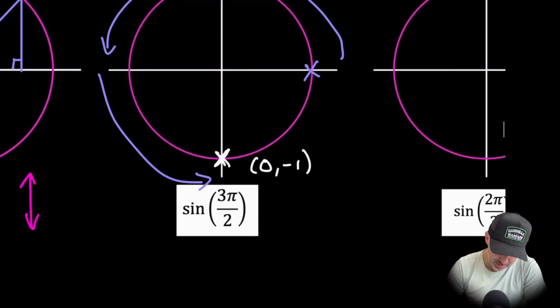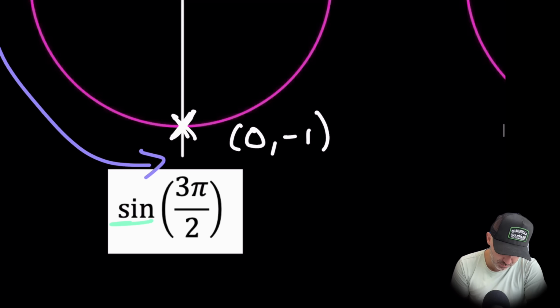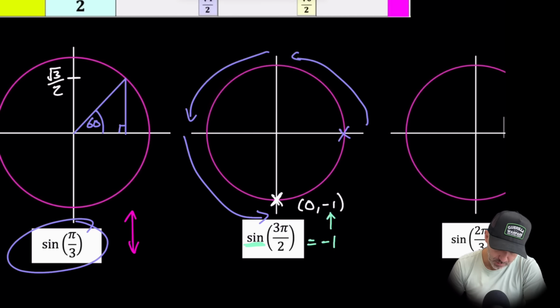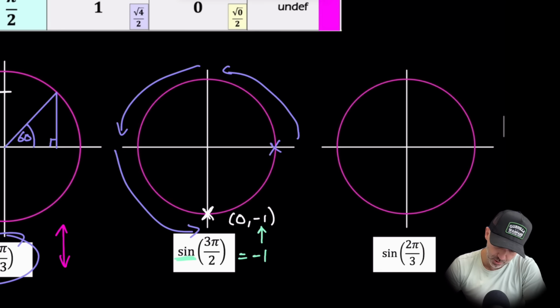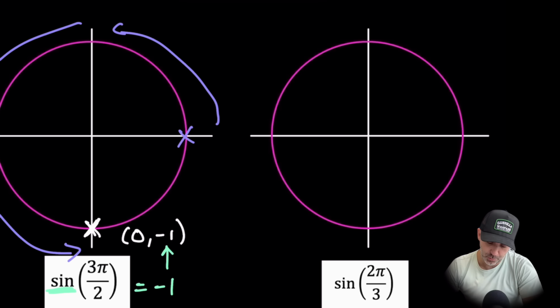Now, remember, sine is vertical. We're interested in the vertical coordinate, and that is this value here. So the answer to this question is going to be simply -1. Let's go over to the third one now. So that's sine of 2 pi over 3.